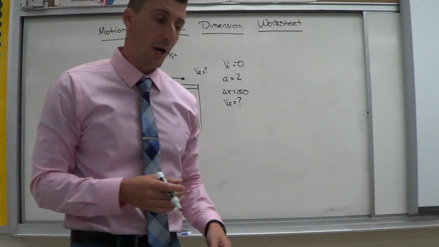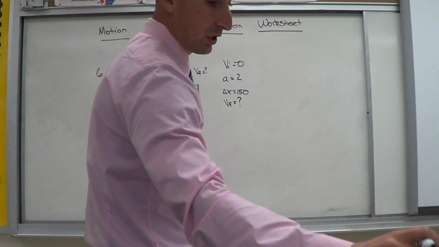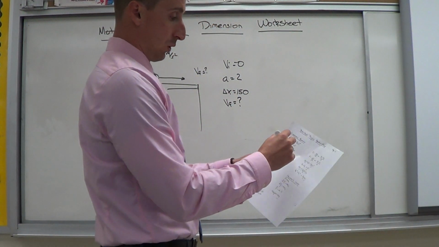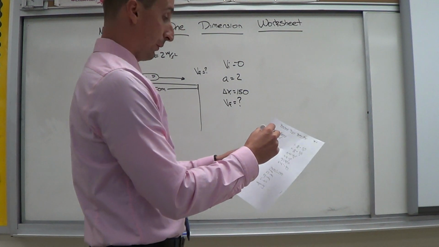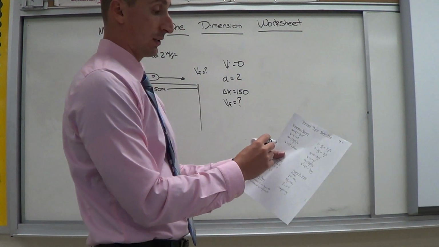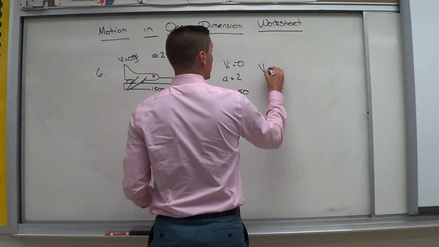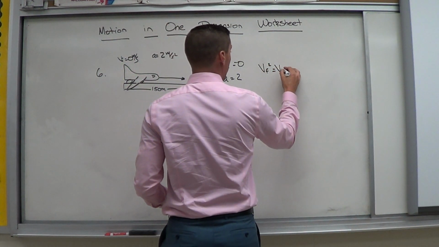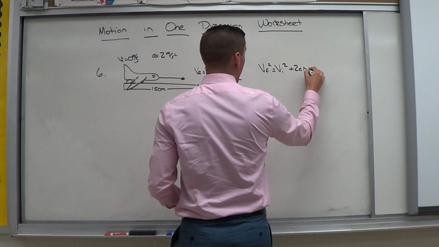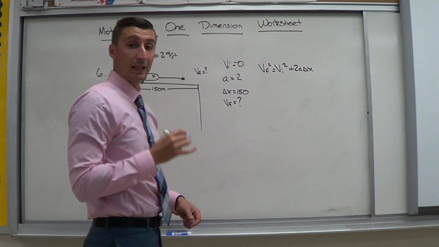Again, look at your equation sheet. Which equation are you going to use? It's going to be one of these 4 right here. It looks like we don't have time, so it's going to be the one without time. That one is VF squared equals VI squared plus 2A delta X. Okay, that's the equation we want to use.